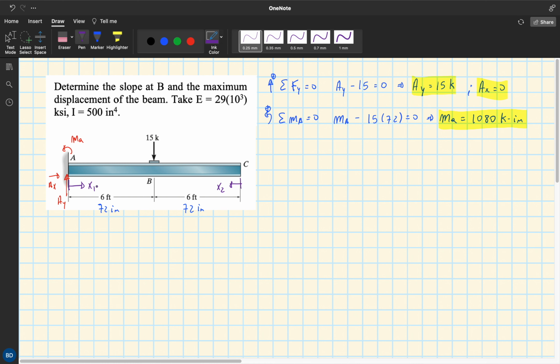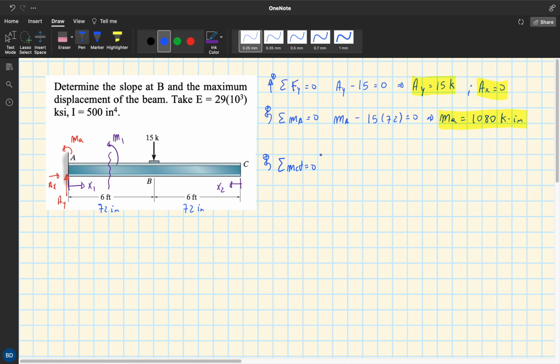Okay, so let's start with x1. For x1, we are going to place a cut somewhere here between A and B, and then when you place a cut, we have the moment, which is going to be here M1. We also have the shear and axial force that I'm not going to draw because I'm not going to use it. So now if you want to calculate it, we just need to calculate this moment doing the summation of the moment about the cut equal to 0, counterclockwise is positive.